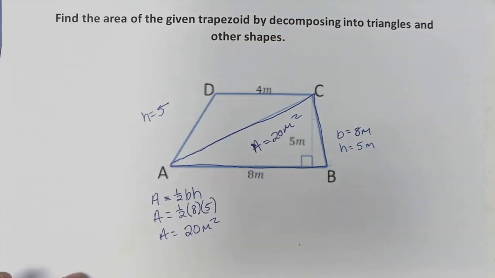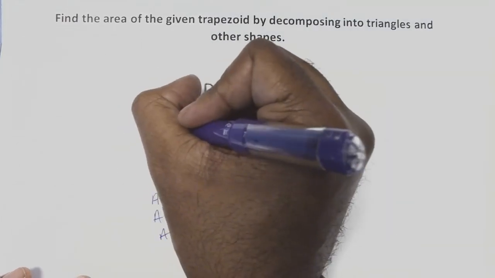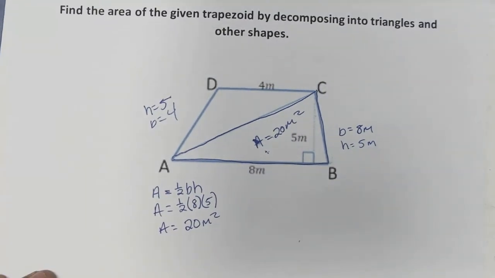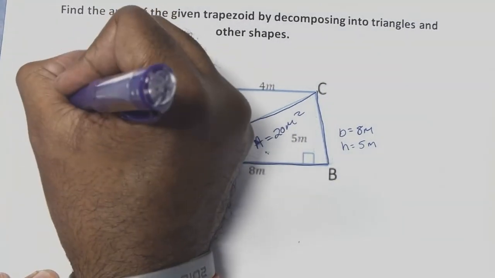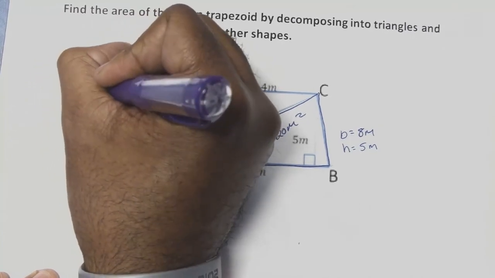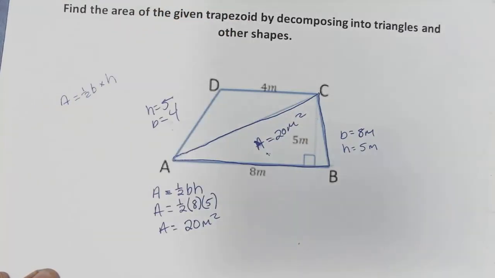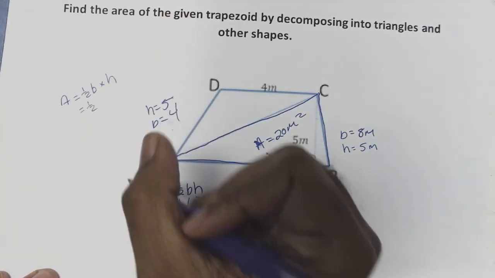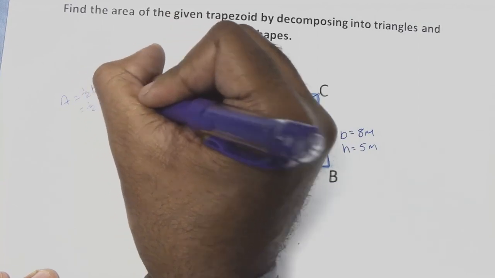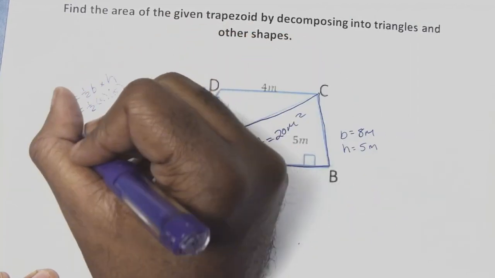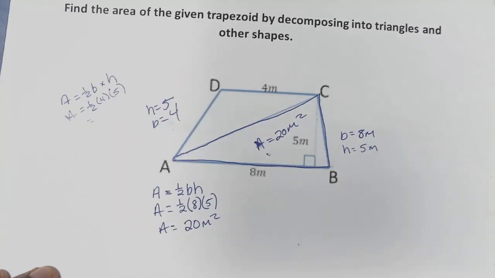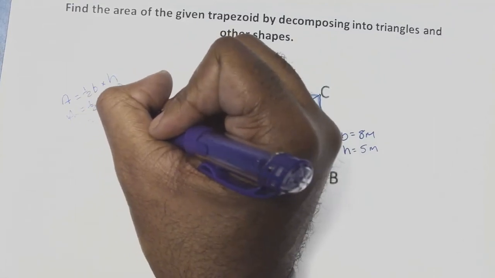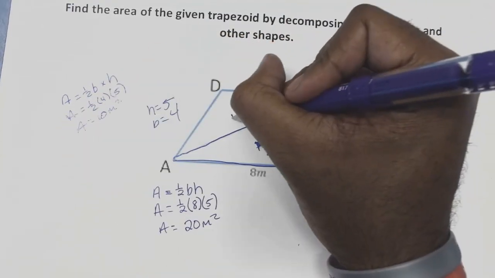What is our base? It is 4. So now, knowing this, I can start plugging into the formula. A equals 1/2 base times height to now start solving. So I'm going to substitute my base for 4, my height for 5. When I multiply that all together, that's going to give me 10 meters squared for this area.